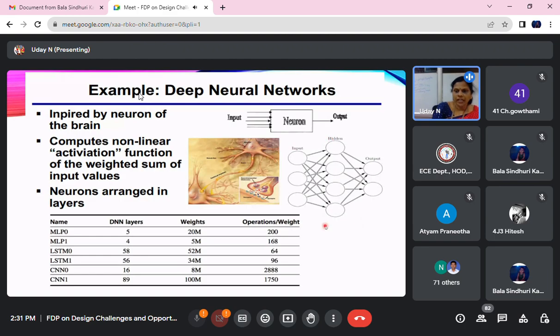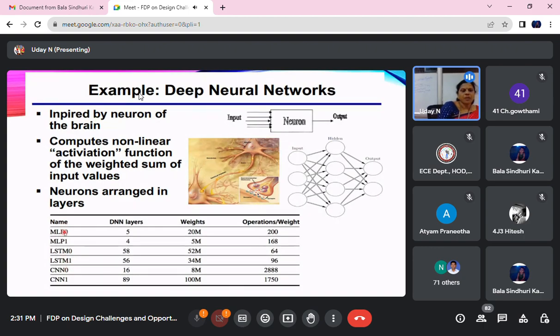If you have only one hidden layer, it is called a single layer neural network. If you have two hidden layers, it is called a two layer neural network. If you have more than three hidden layers, then only we call it a deep neural network. The main purpose of a neuron is to compute an activation function, which we will discuss later. These neurons are arranged in layers. Now, these are MLP0, which is multi-layer perceptron, LSTM, long short-term memory, and convolutional neural network.